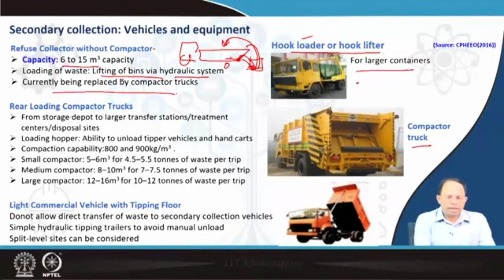Then come the rear loading compactor trucks. As you can see in this image, there are different varieties and different sizes of this. These kinds of trucks are used to transfer garbage from storage depots to larger transfer stations or treatment centers or disposal sites.